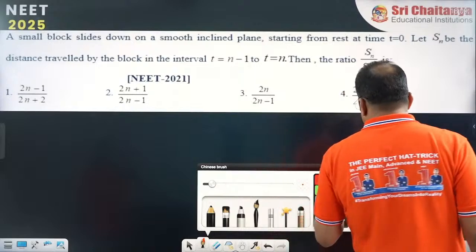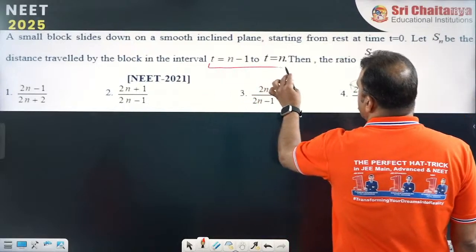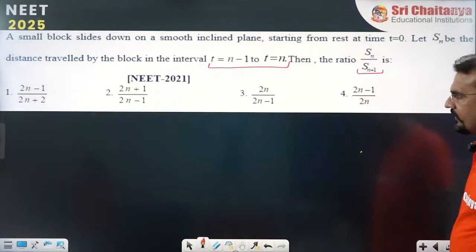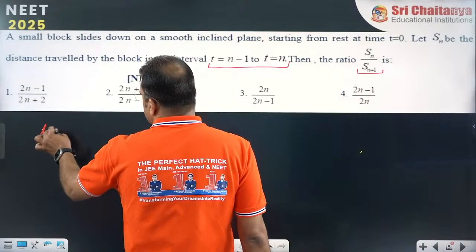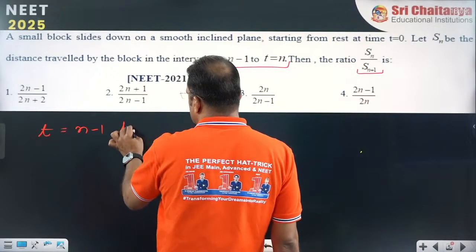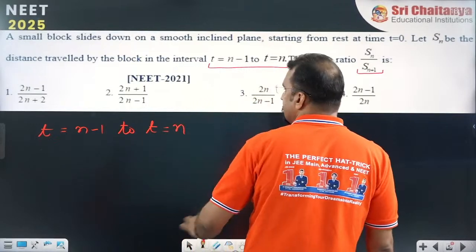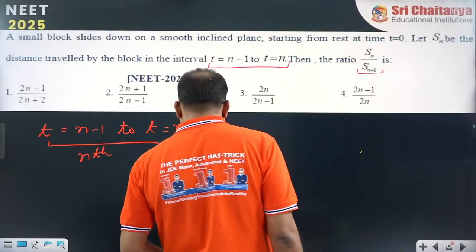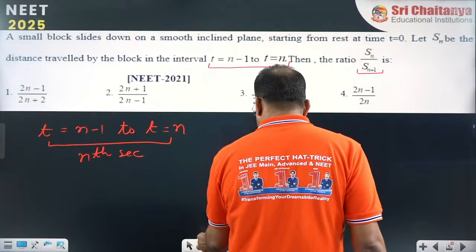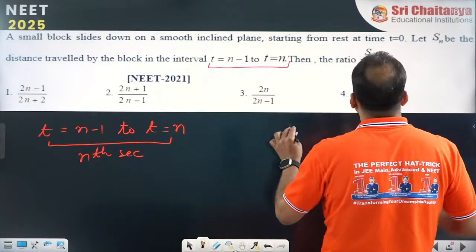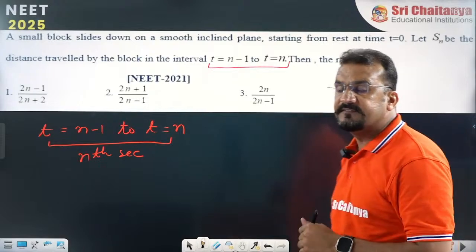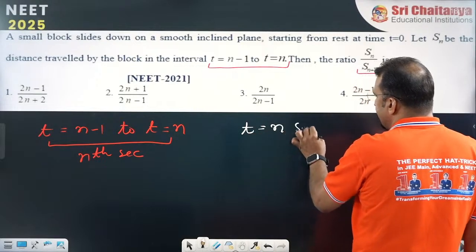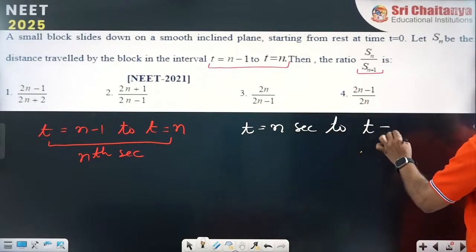Yes. What was the question? We have to find out the ratio of t equal to n minus 1 to t equal to n second, which is 1, and the second one is n plus 1. If it is given t equal to n minus 1 to t equal to n second, this is 1 second. Which second is this one? This is nth second only, dear student. And the second one, what is he asking? He is asking n plus 1 second. You tell me what is n plus 1 second? N plus 1 second is from t equal to n second to t equal to n plus 1 second.